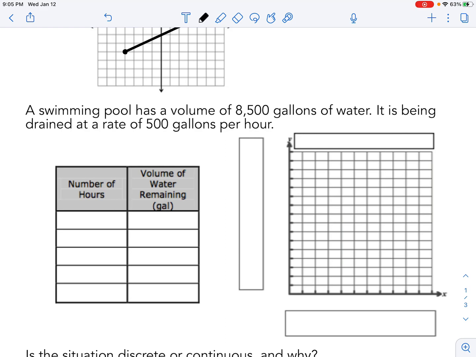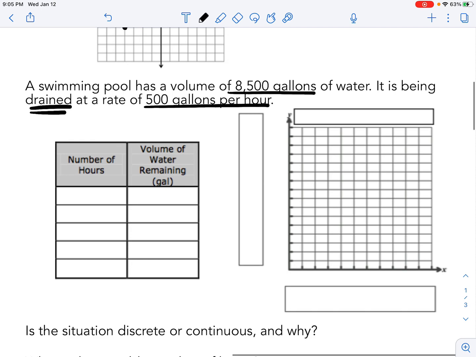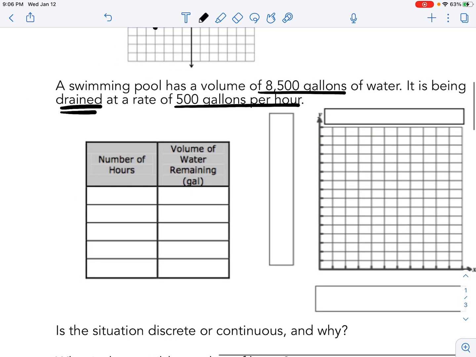Moving on, we have a swimming pool. This has a volume of 8,500 gallons of water. It starts with 8,500 gallons of water. It is being drained, so we are losing water, at a rate of 500 gallons per hour. That means every hour we are losing 500 gallons.